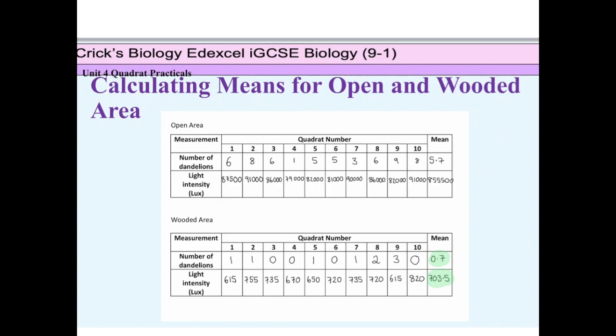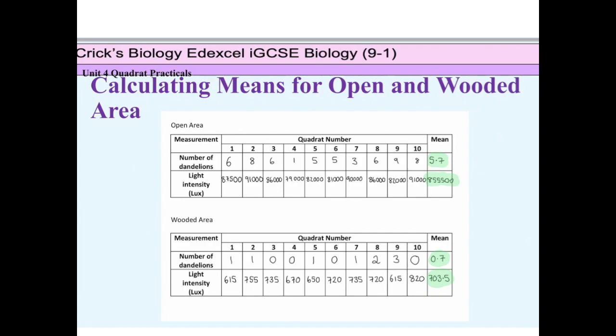When you look at the open area, the total number of dandelions is 57. So the mean is 57 divided by 10, which gives you 5.7. And with your light intensity, you should have ended up with a mean of 85,550. Make sure all means are to the same number of decimal places.